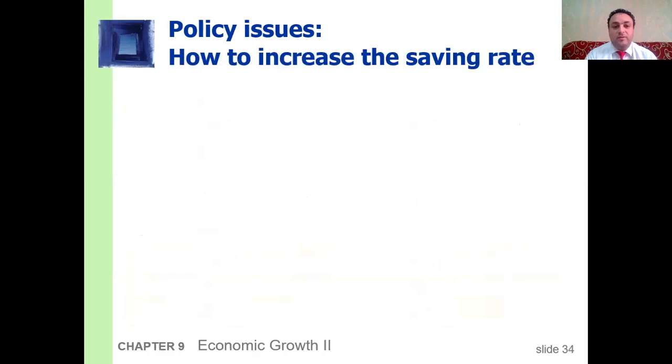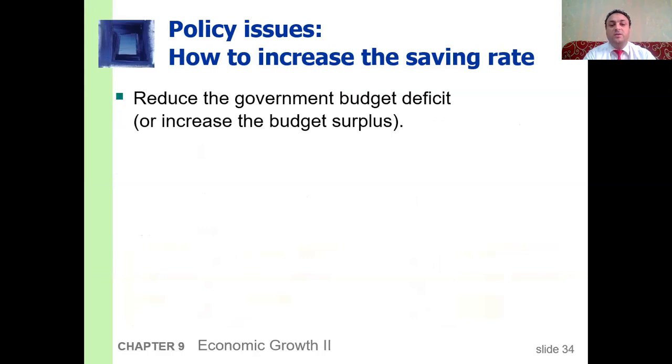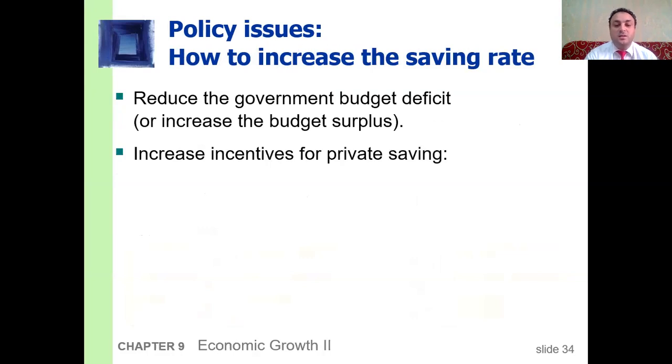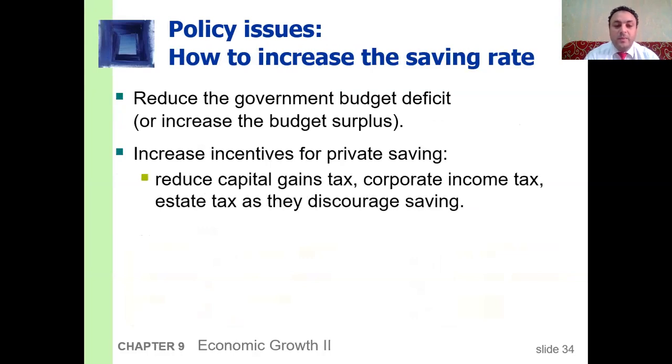Okay, now we evaluated the saving rate. How to increase the saving rate? By reducing the government budget deficit or increasing the budget surplus, for example, increasing the incentives for private saving. How? By reducing capital gains tax, corporate income tax, and estate tax, as they discourage saving. When the government reduces taxes for me, I will have more savings.